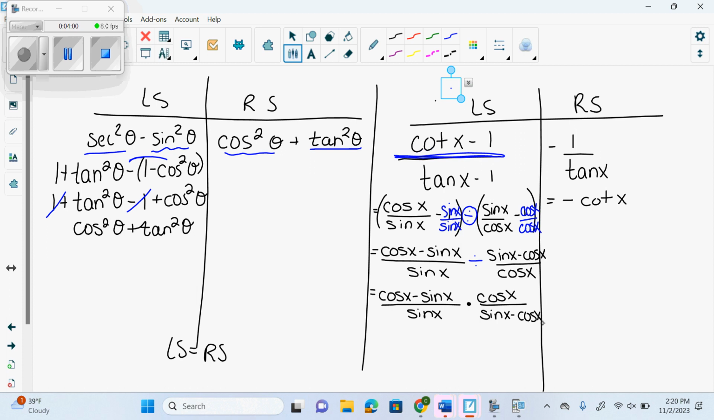Now, remember, you can look between the two sides and see if there's anything familiar. Okay? So I can see that if I cross these two off, I would end up with cos over sine, which is cotan. But I need a negative cotan.